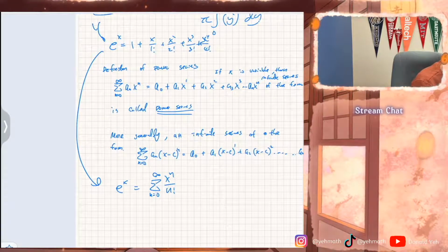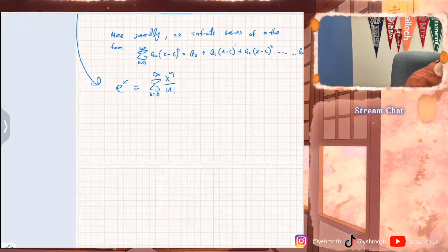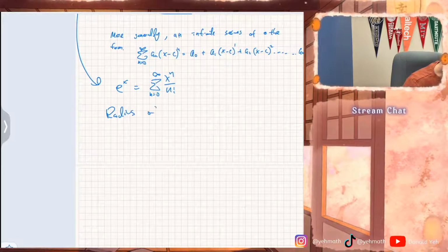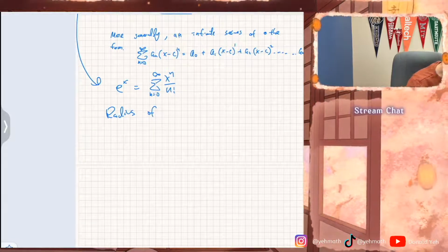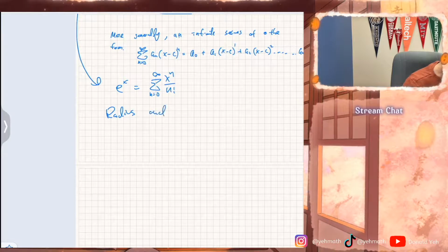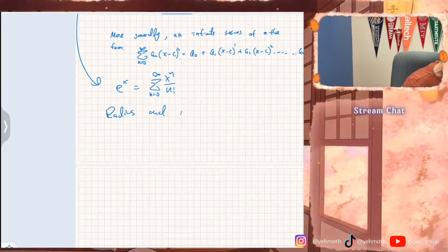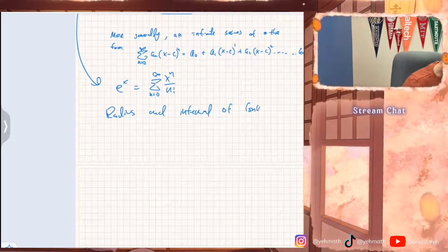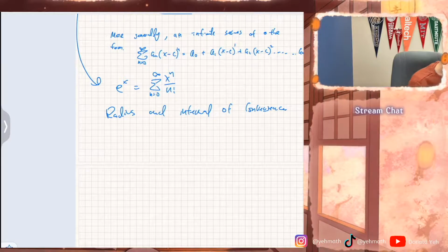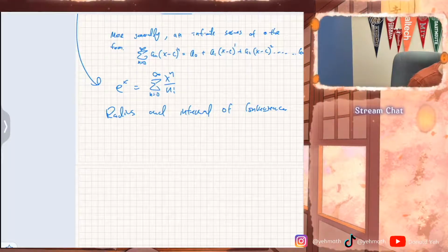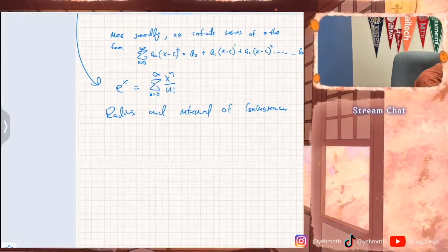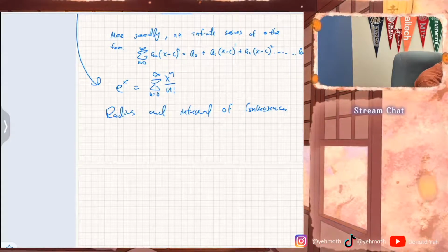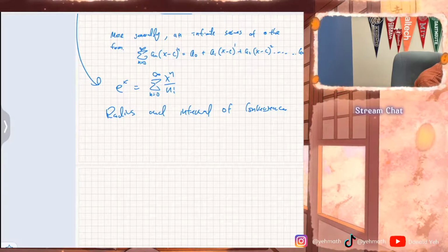Now, what is the radius and interval of convergence? We're going to talk about that. This is a very popular question.